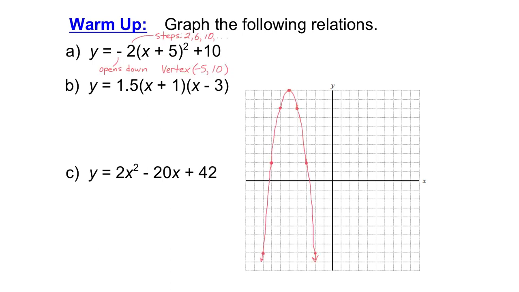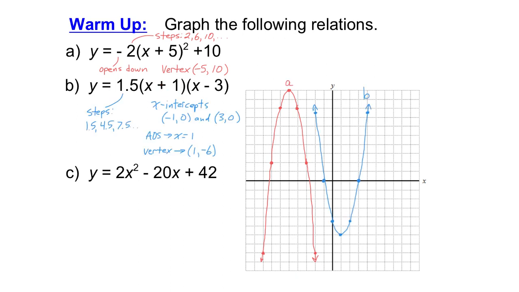Remember, if you know where the vertex is, and you know the direction of opening, and you know the step pattern, you can find the other points and draw a curve through all of your points. And if you know the x-intercepts, you can find the axis of symmetry, it's halfway between those two values, and use that in the equation to solve for what y would be. Now you have the coordinates of the vertex. And if you know the step pattern, you can find all the other points.